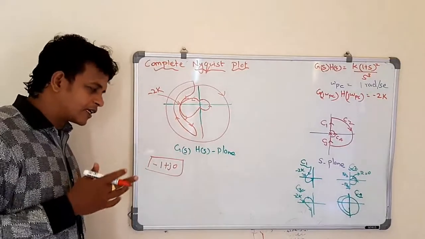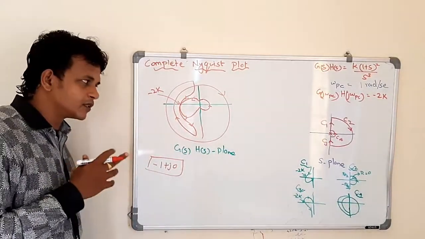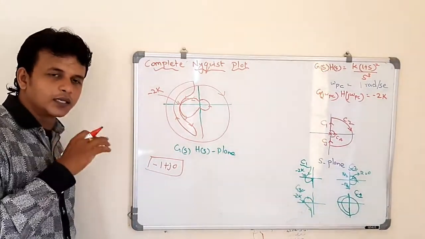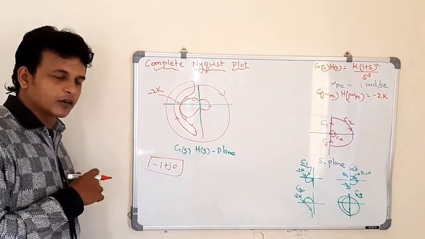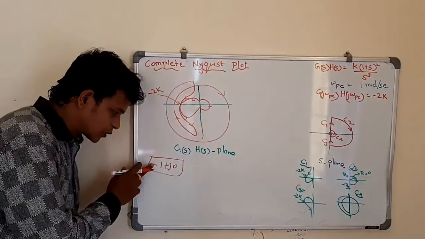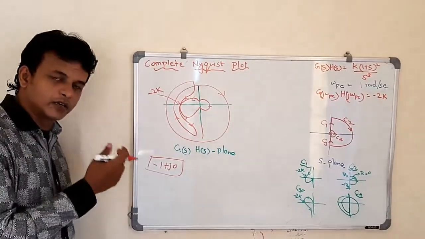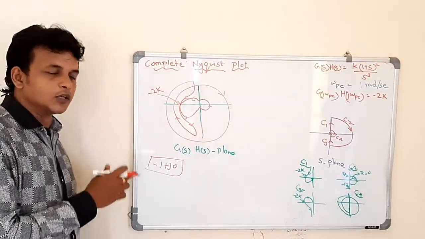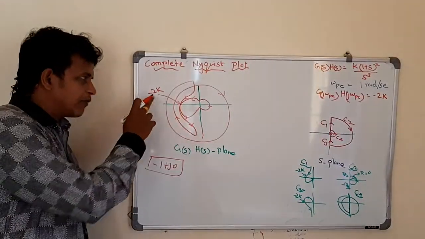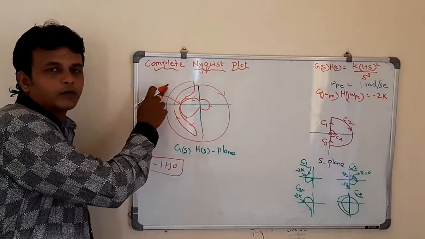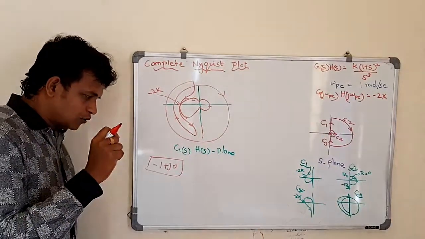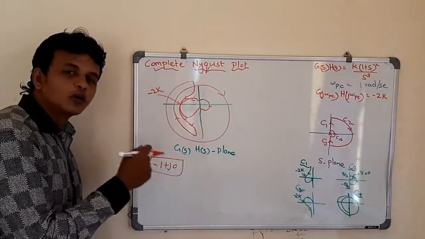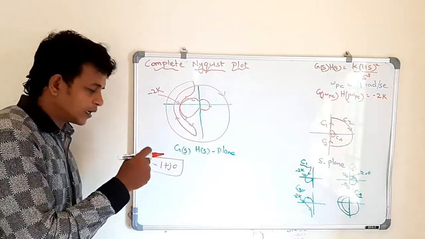If we have encirclement around this point in clockwise direction, we can conclude that the system is unstable. So the value of K, the open loop gain, can be adjusted so that there is no encirclement around this point in clockwise direction. That way it can be controlled.